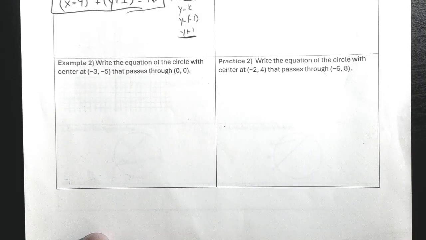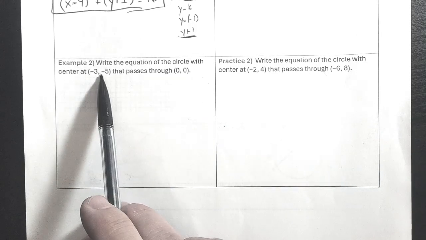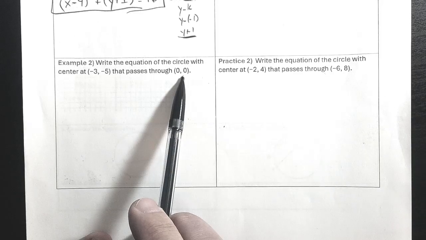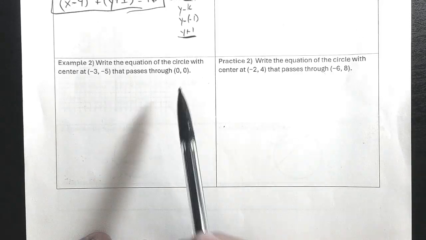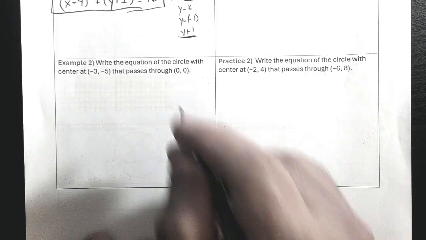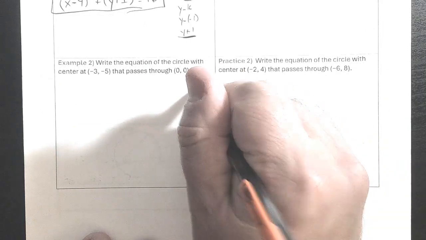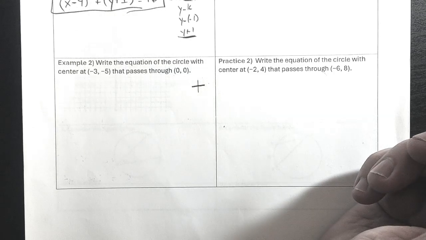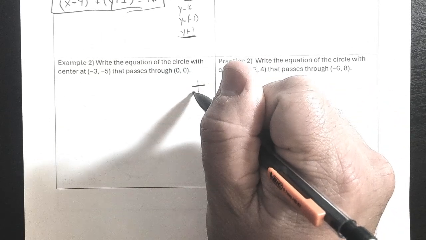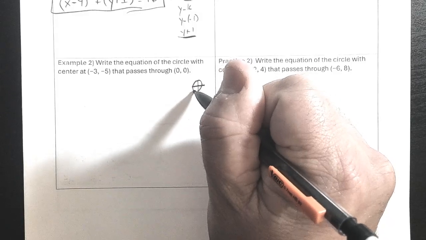Okay, example 2. Write the equation of a circle with the center -3, -5 that passes through point 0, 0. Of course, that's the origin. So if this was our graph paper, the middle is our center, and then we'd go over 3 and down 5. So it would be something like this.